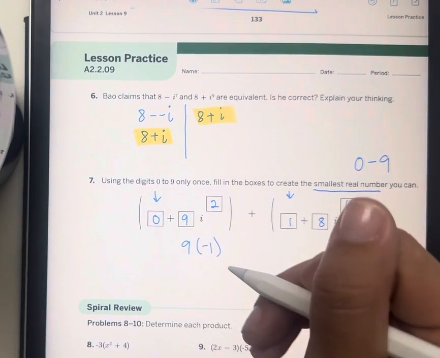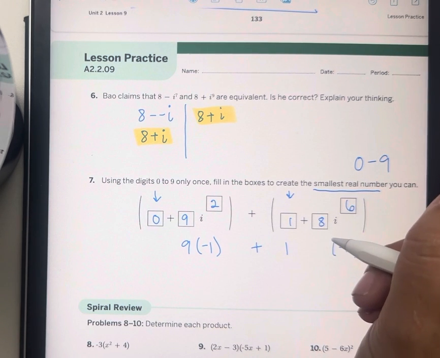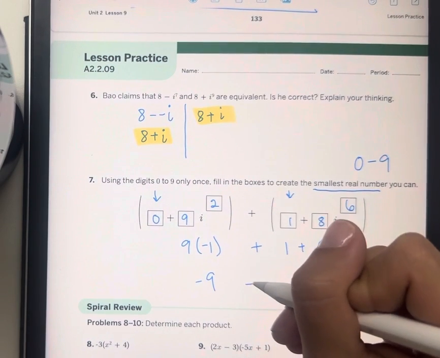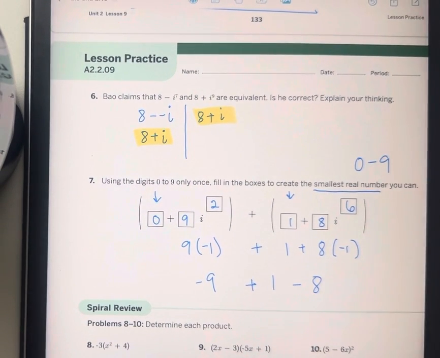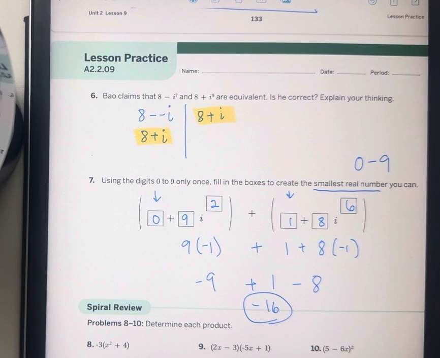So I would get 9 times negative 1 plus 1 plus 8 times negative 1, which is negative 9 plus 1 minus 8, negative 16. I believe that's the smallest number you can get. That's you maximizing the digits, making the best use of the digits you have to make numbers as small as possible. Again, don't lose sleep over these questions, okay?